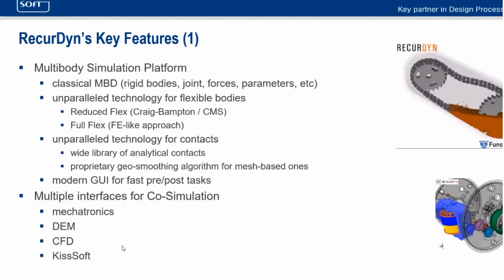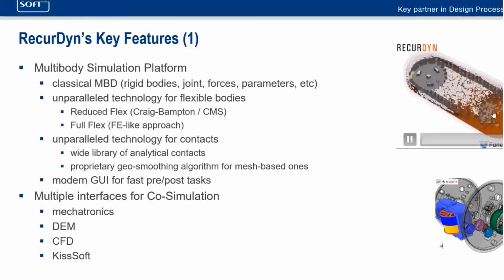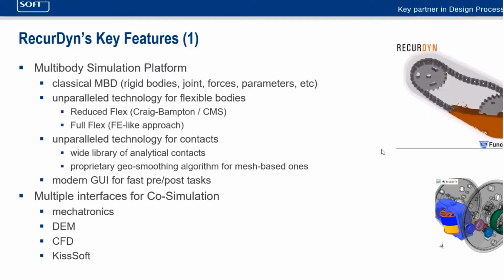We've already touched on the interfaces, so one I'll point out right here, this is showing a co-simulation with a particle CFD tool called ParticleWorks. You can do this as a one or two-way coupling, and this is the kind of analysis that would be difficult to do with any other tool. You have so many bodies here, so many contacts, and then the coupling with fluid. It becomes a very complex problem, but relatively simple to set up in ParticleWorks and RecurDyn.